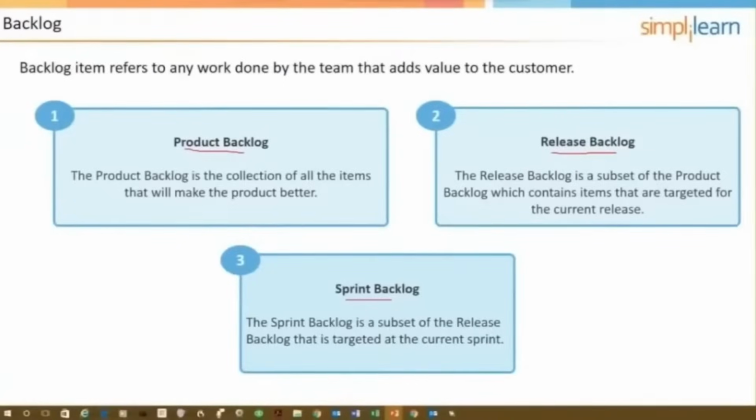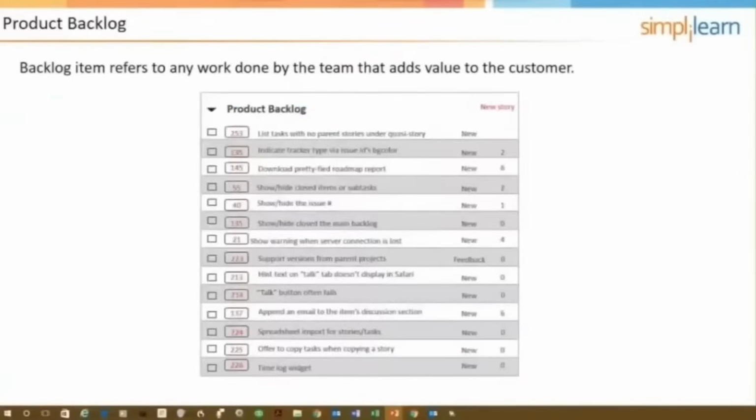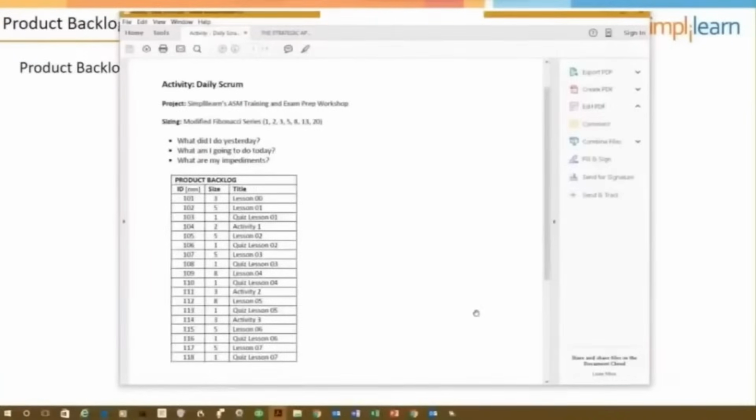backlog is. And so if you look at it in sequence, the product backlog is the overall scope of the project. The release backlog is a subset of the product backlog, and then the sprint backlog would be a subset of the release backlog. The product backlog might look something like this. It's a list of user stories that are written by the product owner and are going to be developed by the team members. And we had a product backlog for the thing that we did this morning, right? So here's another example of a product backlog.